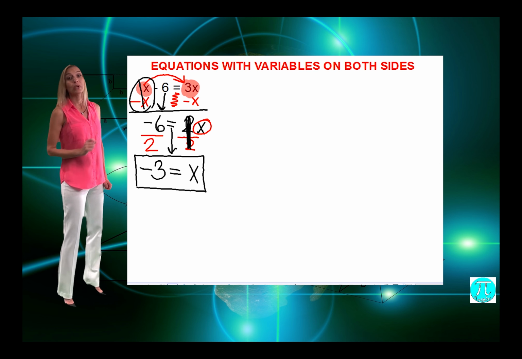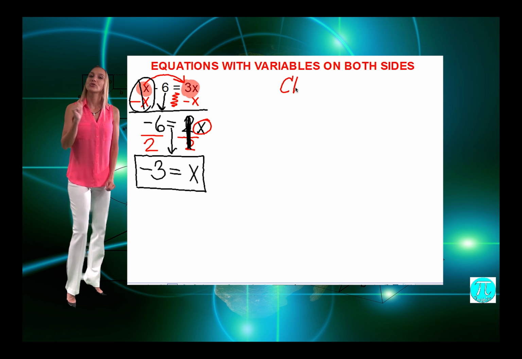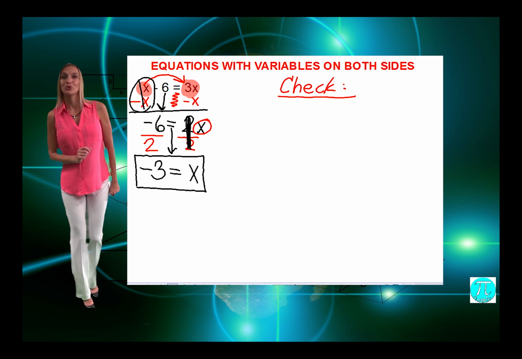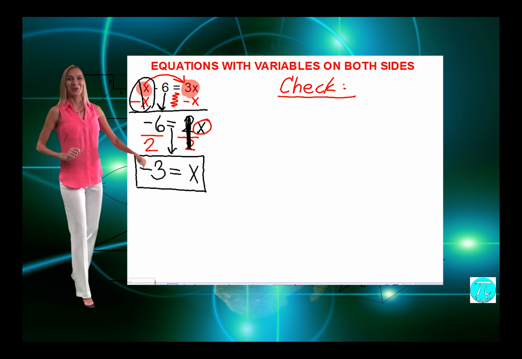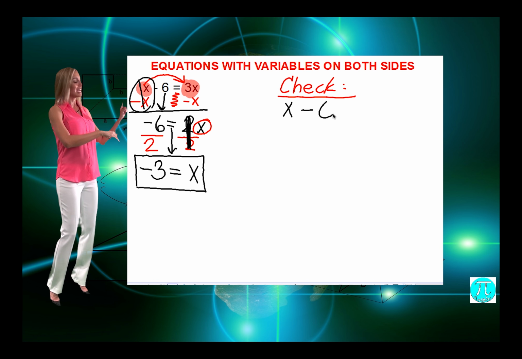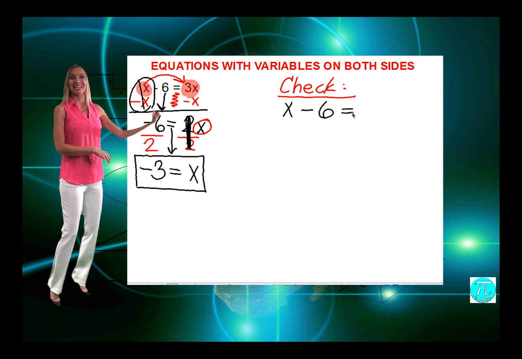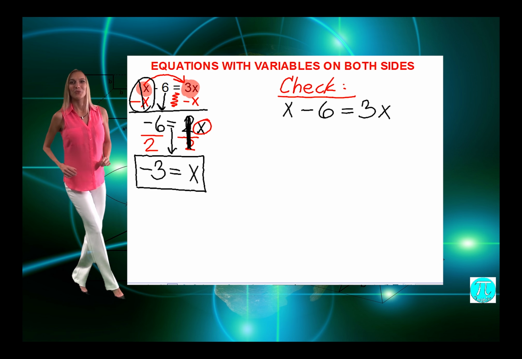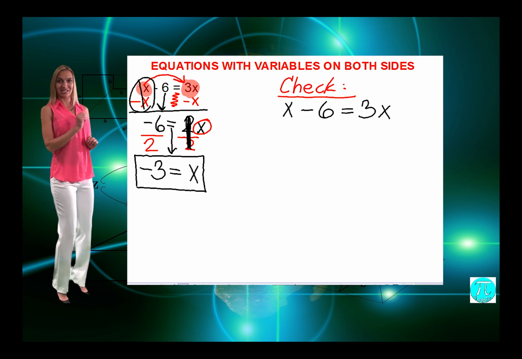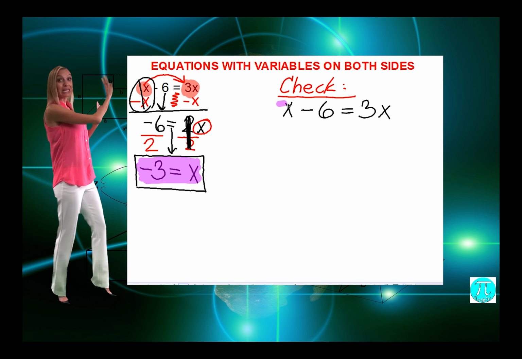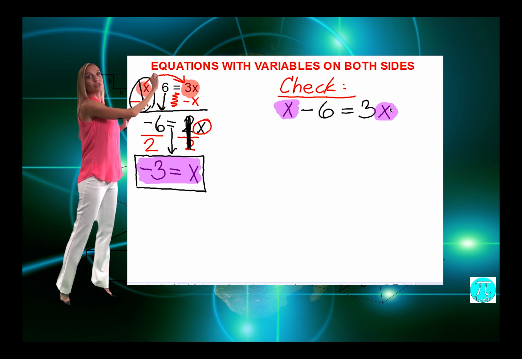Now, what do we always do? We want to make sure that indeed we are correct. So we're going to do a little check. We're going to rewrite the original equation, which said x minus 6 equals 3x. Now what we said is that every x I see is negative 3. So we will substitute in the negative 3 for every x in the original equation.